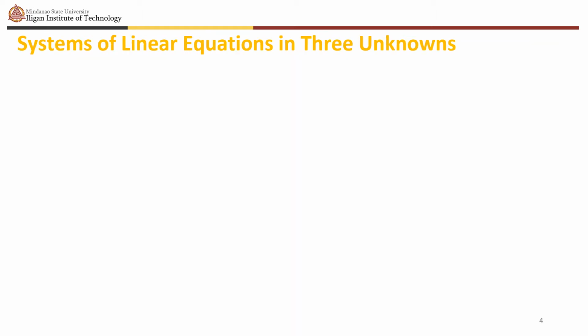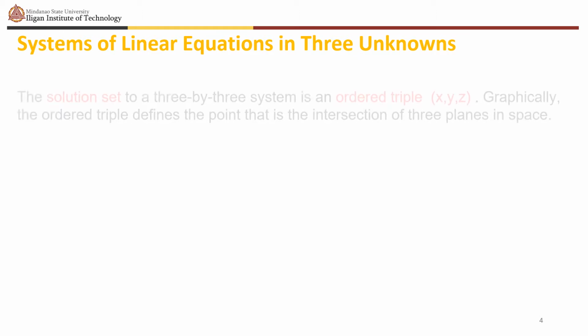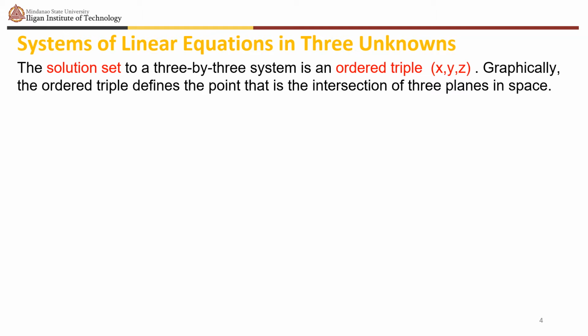The solution set to a 3 by 3 system is an ordered triple (x, y, z). Graphically, the ordered triple defines the point that is the intersection of three planes in space. You can visualize such an intersection by imagining any corner in a rectangular room. A corner is defined by three planes: two adjoining walls, and the floor or ceiling. Any point where two walls and the floor meet represents the intersection of three planes.